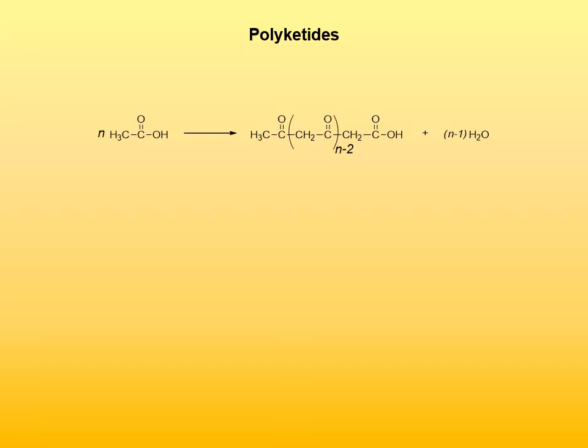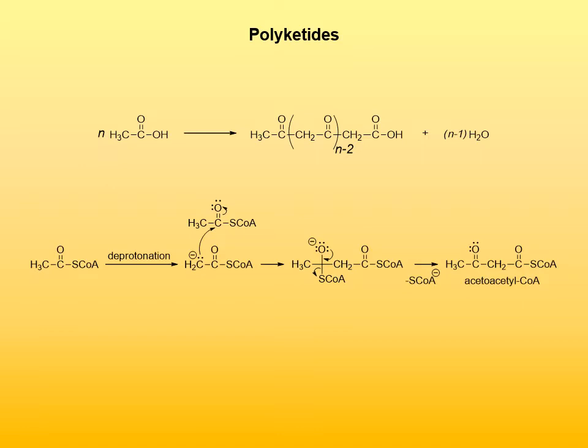But actually polyketides are not formed from acetic acid, but from its derivative, acetyl coenzyme A. Acetyl coenzyme A is product of decarboxylation of pyruvate, and pyruvate is the end product of glycolysis. In repeating Claisen condensation reactions, acetyl coenzyme A molecules form a polyketide chain.